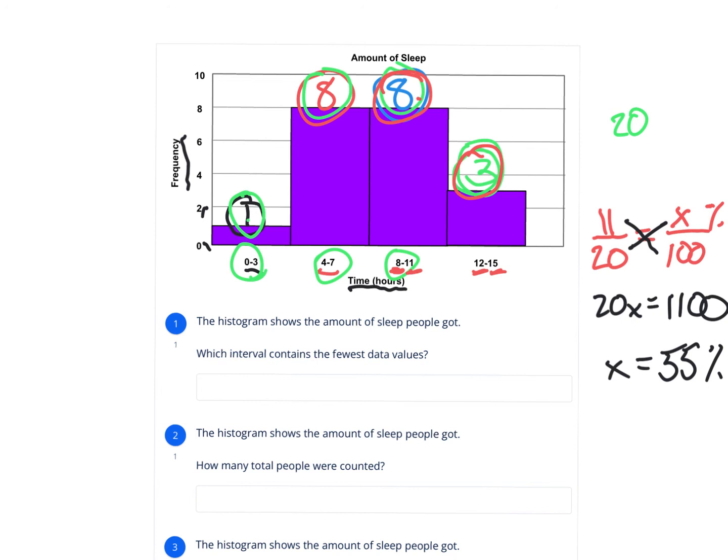All right, now try the first section on your quiz, questions number 1, 2, 3, and 4.